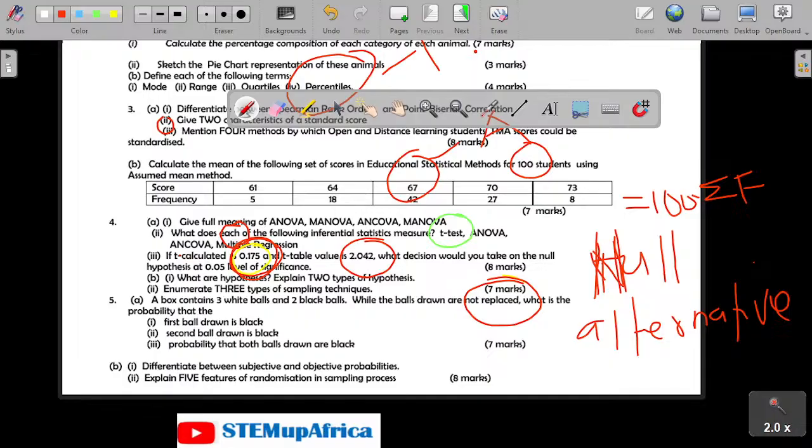So if I remove one from the bag, the total number of balls in the bag will reduce to 4 because there are 5. If I take another one out, the total number of balls will reduce to 3. Just like that. That's what you mean by without replacements. You take it from the bag, you don't keep it back. So, first of all, you need to know the total number of balls in the bag. We have 3 white balls and we have 2 black balls.